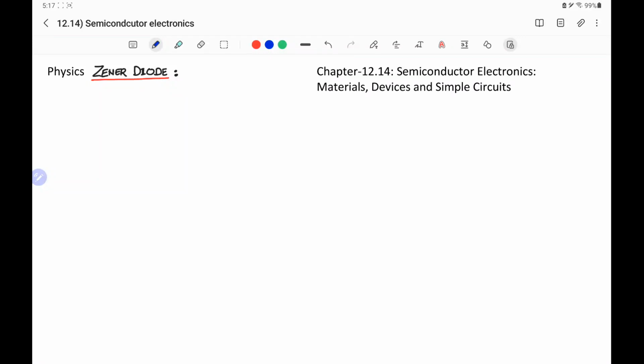Zener diode is one of the special purpose diodes. It is designed to operate under reverse bias in the breakdown region and is used as a voltage regulator so as to get a constant voltage at the output.